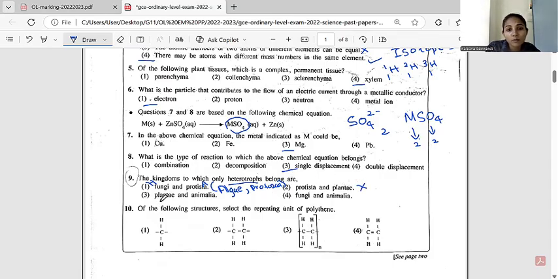Then you know the plants can produce their own food. Then the kingdom plants can be excluded. So the third answer also can be avoided. The final answer is fungi and animalia.